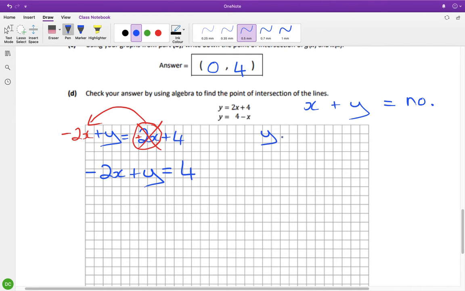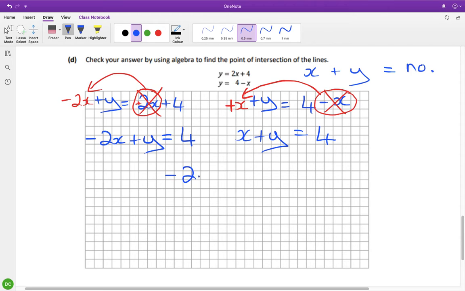Same on the other one, so y equals 4 minus x. I need to take this, which is clearly a minus, bring it all the way over here. It is crossing the equal, so it will change, so it becomes a plus x. And then it's gone from here. So I have x, this y has no sign, which means it's a plus y, and equals 4. Alright, so put them one on top of the other, so minus 2x plus y equals 4, that's this one, and x plus y equals 4.